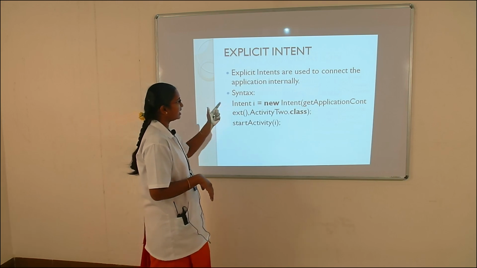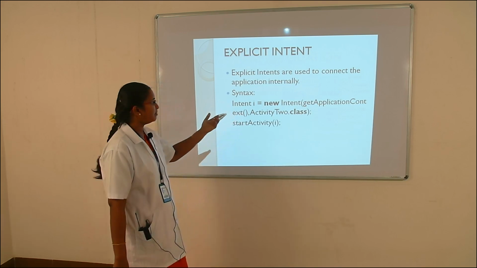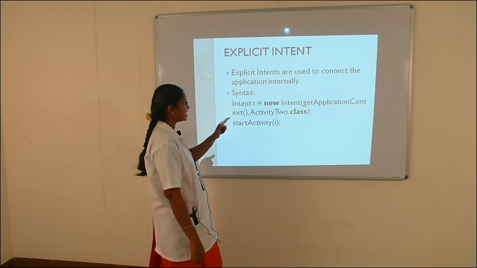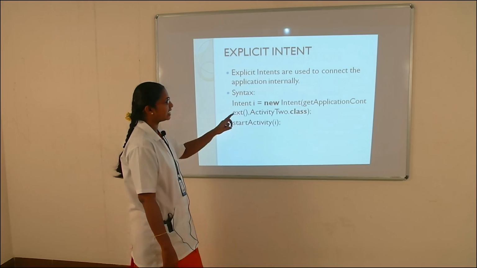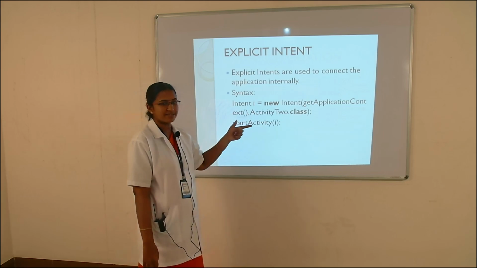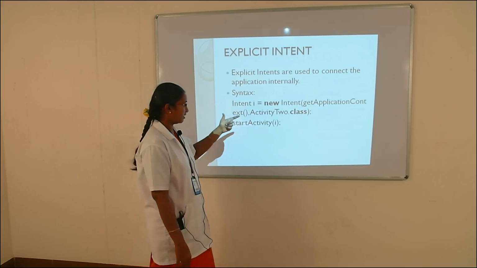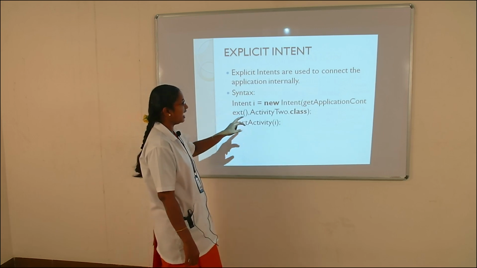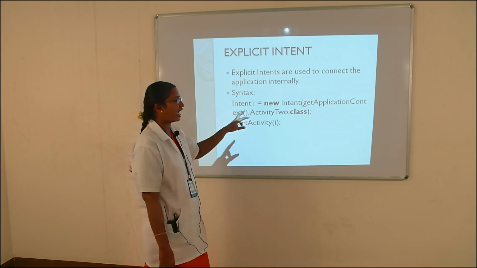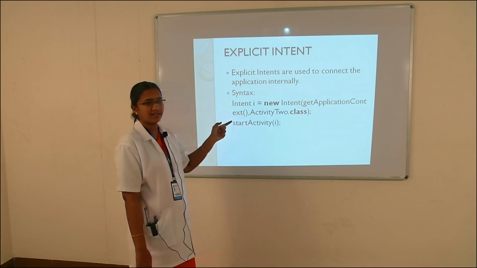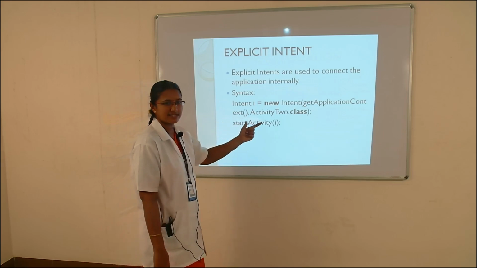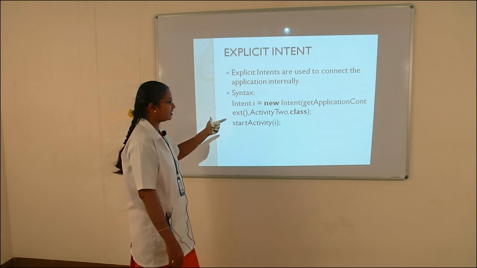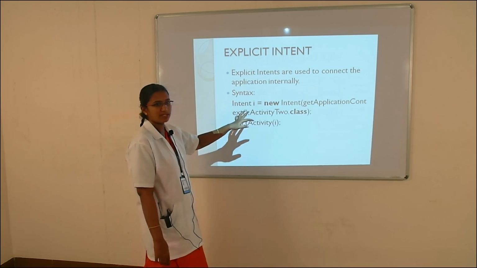Intent i: here Intent is a keyword, and i is an intent object. Then new Intent(getApplicationContext(), Activity2.class). Here getApplicationContext also represents the current state of the application or the objects within the application. Then next is Activity2.class. Here Activity2 represents the second activity's class name with the class extension. Next is startActivity, that means we are going to start the activity with the creation of that object, that is i.